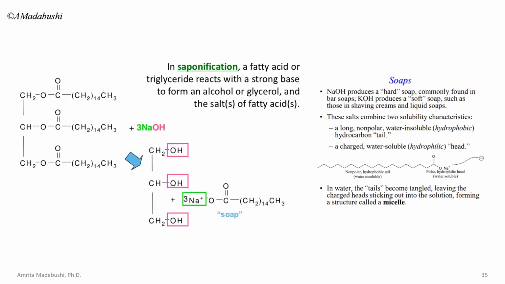And finally, saponification, in which a fatty acid reacts with a base and forms a salt of the fatty acid. If you see here, the glycerol is separated, and the acid part combines with the base. When they come together, that's a salt, so that forms the soap. An interesting fact is that all the hard soaps you use come from sodium hydroxide, and all the soft soaps, such as liquid soaps or shaving creams, are made with potassium hydroxide.